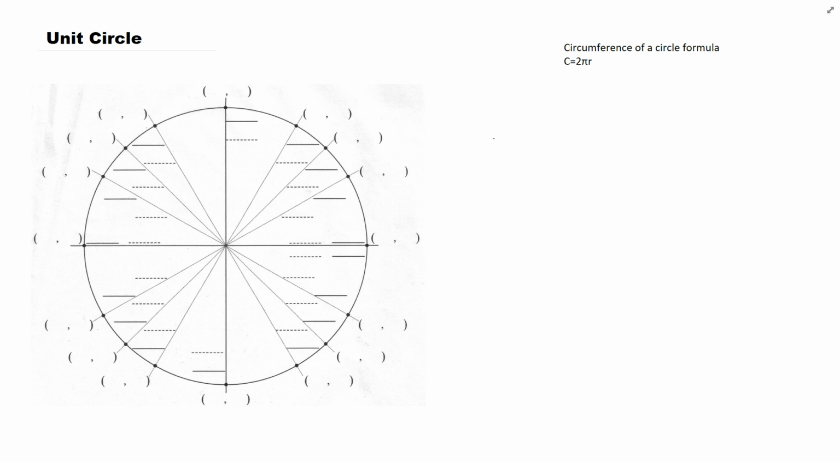So let's begin. A unit circle is a circle with a radius of 1. Radius is equal to 1. Now we're going to start filling in the angles here. This angle right here is theta. It's equal to 30 degrees. This angle here is 30 degrees.